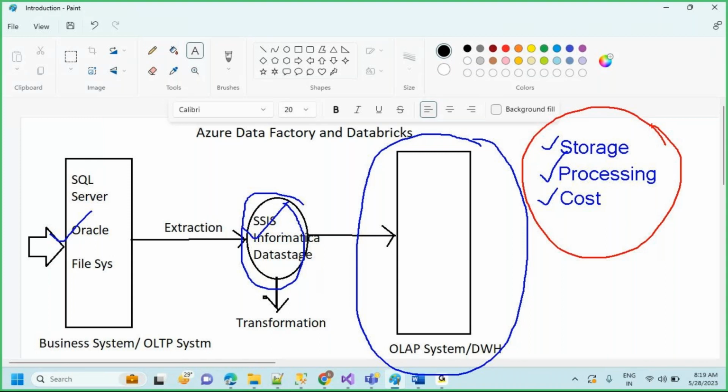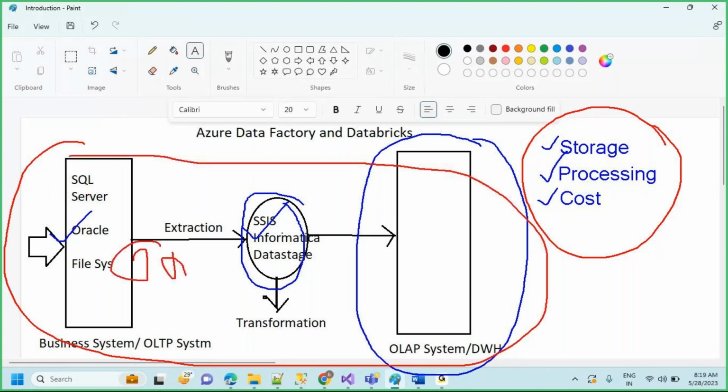If this is the case, then definitely we need to go for different technologies. We need to move out of this. The traditional approach I listed is completely on-prem. On-premise means you have to take care of everything from your side: your hardware, your software, your infrastructure, your patches and updates, everything.